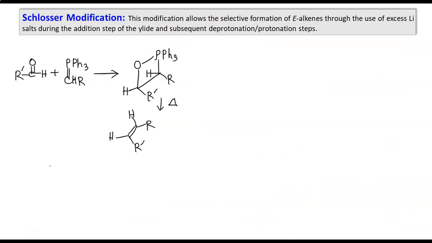Now the second modification is completely different. The first one is complete. The next modification is the Schlosser modification. So in this modification also we are taking the phosphorus halide that you have already seen. So nothing new in the reaction partner, but we will add some extra reagent. That is the difference. And what is the purpose of this modification? It allows selective formation of E-alkene. And how will it do so? Through the use of excess lithium salt during the addition step of the halide.